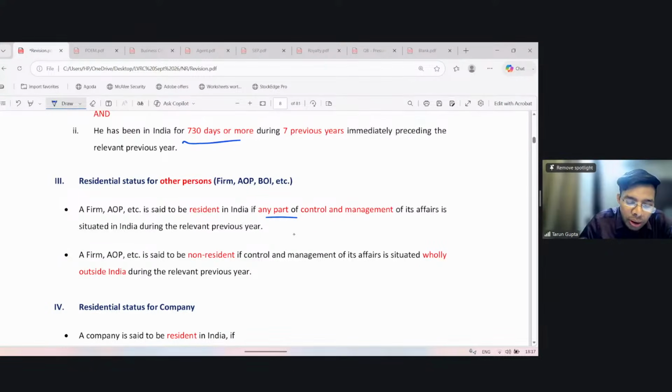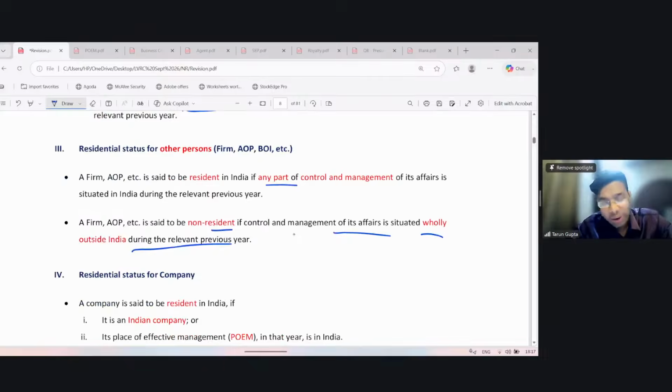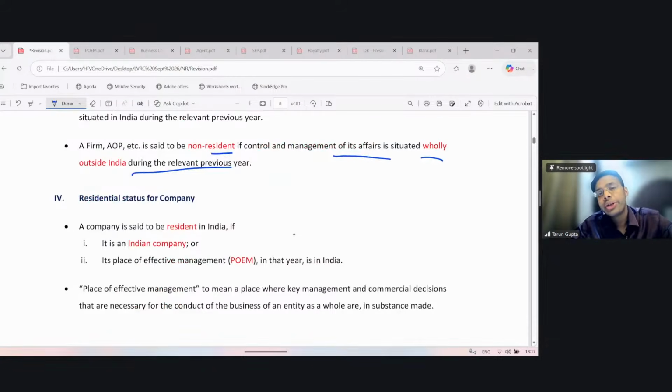A firm is said to be non-resident if control and management of its affairs is situated wholly outside India during the relevant previous year. Right? Now, lastly, company. The residential status of a company. A company is said to be resident.